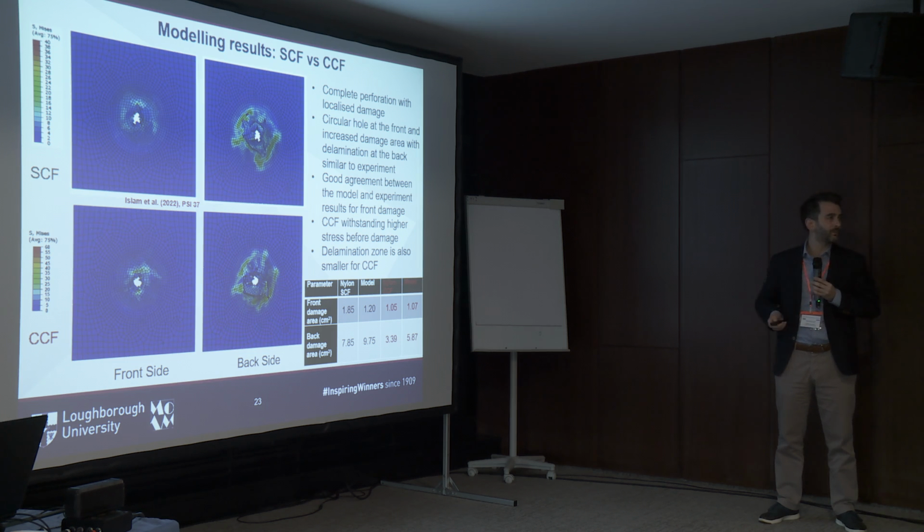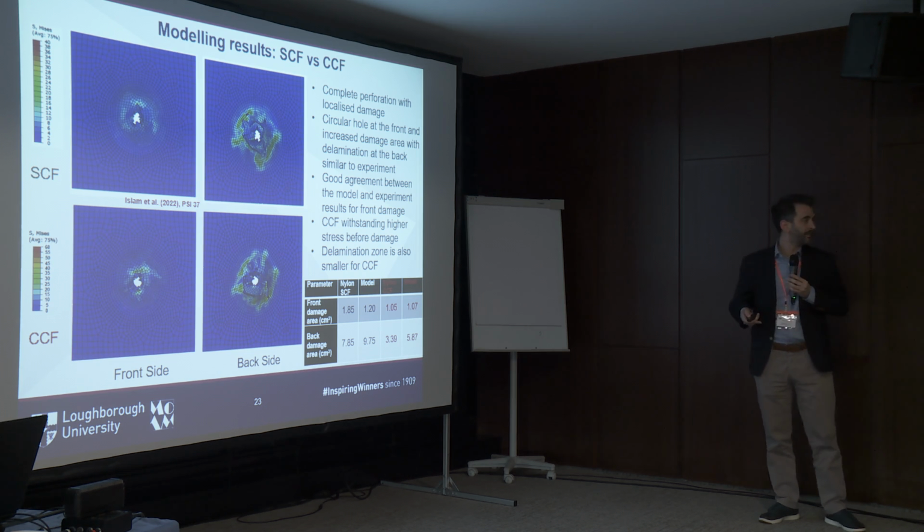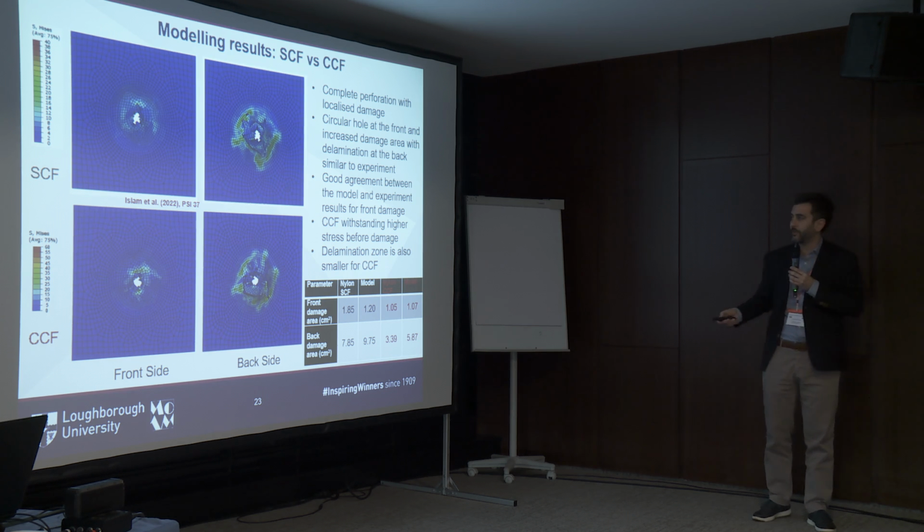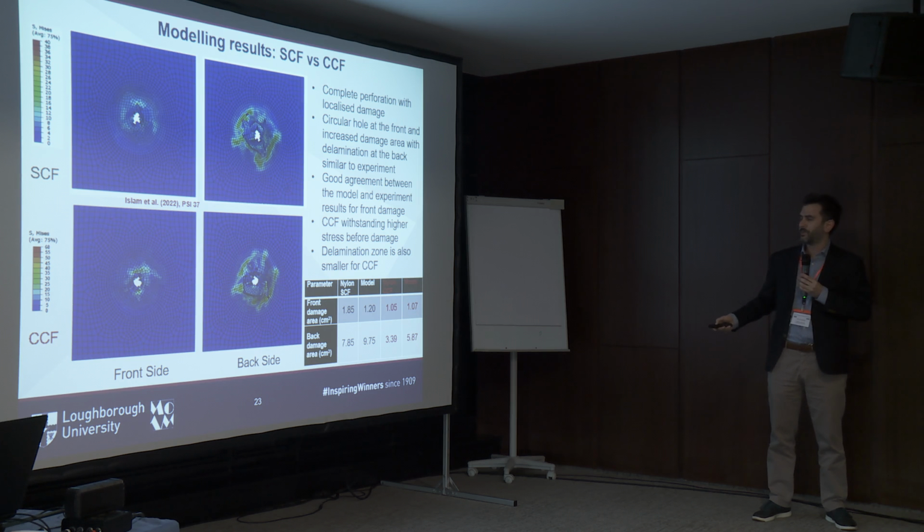On the top, the short carbon fiber composite. On the bottom, this is the continuous. Again, we replicated the complete perforation we saw experimentally. Circular hole here at the front, a bit of delamination at the back, so good, reasonable agreement. Here we have the comparison actually. This would be the experiment, this would be the model. I would say the back side of the plate needs some work to match the experimental results.